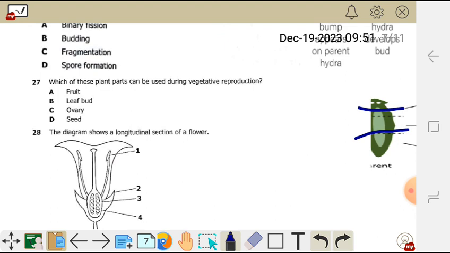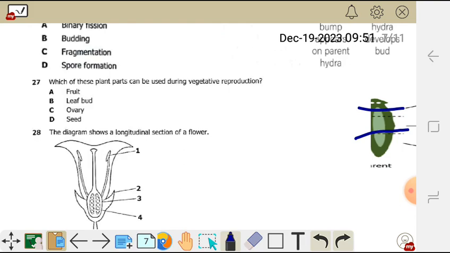Vegetative reproduction is where you get a part of a plant, you cut it, and then you plant it somewhere and that part grows into another plant. So that is what we call vegetative reproduction. It does not involve seeds. Anything to do with seeds is not involved.